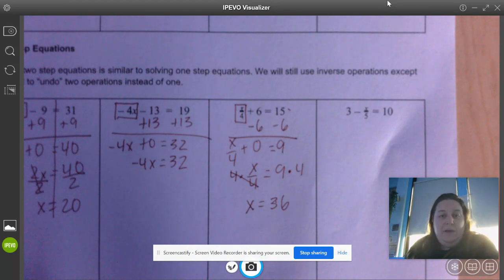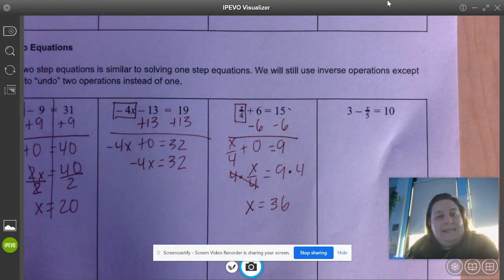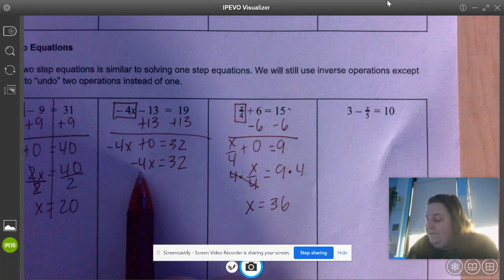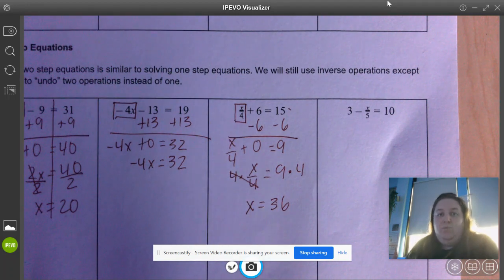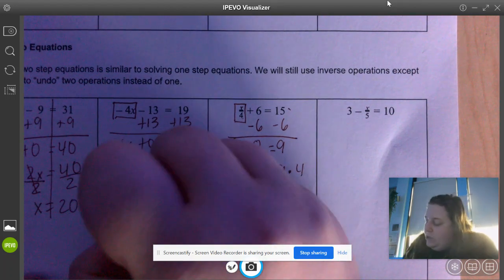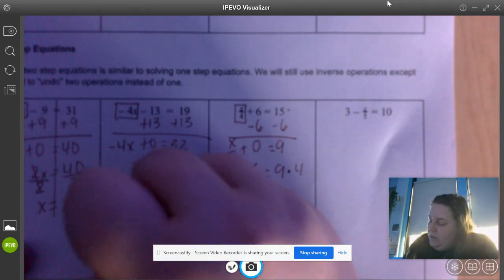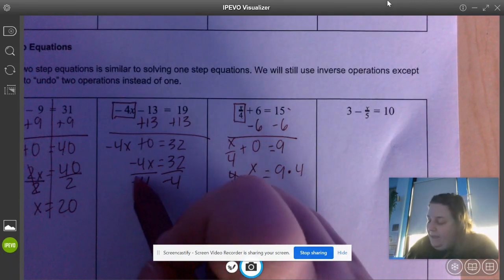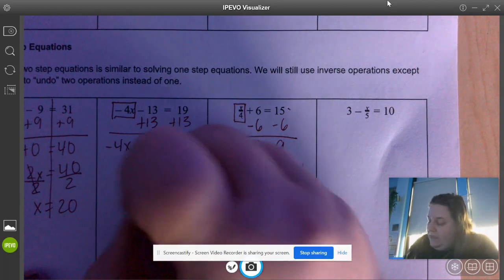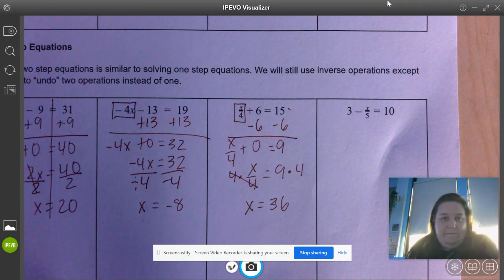Now you need to be careful here. When people see that minus sign, they think, oh, it's subtraction. That's not the case. This is a negative 4. The 4 is next to the x, which means it's multiplication when they're directly next to each other. So I need to divide by negative 4. That way I'm left with just x because a negative divided by a negative is a positive. And I do the same to the other side. So my final answer is negative 8.